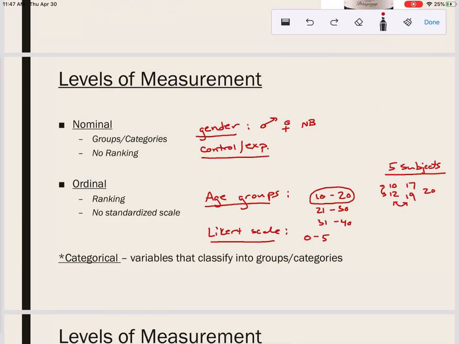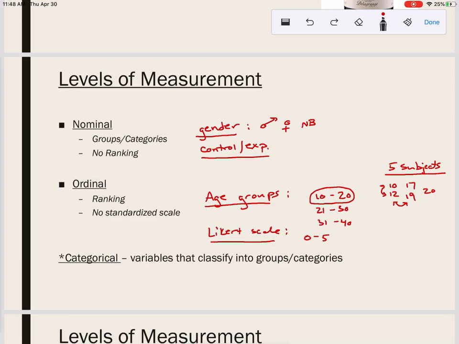A Likert scale typically goes from 0 to 5. So there is some ranking, because a score of 0 means something different from a score of 5, and it's usually ranked. 0, very poor self-esteem. 1, somewhat poor self-esteem. 2, kinda poor self-esteem. 3, moderate self-esteem, and so forth.